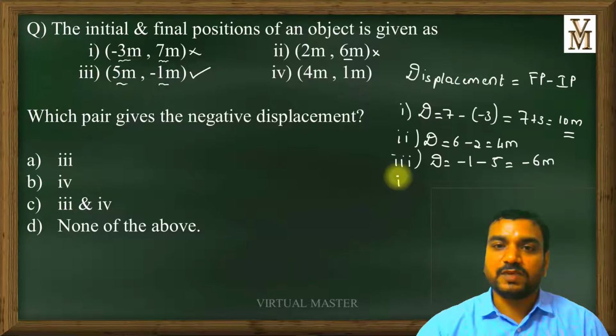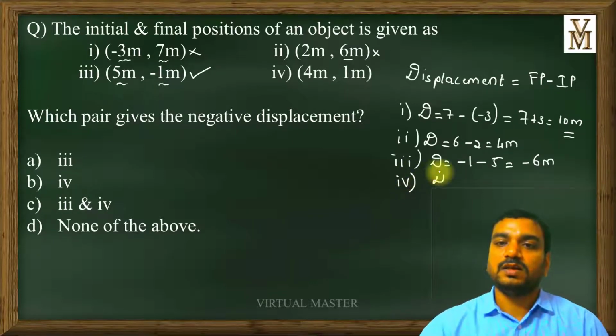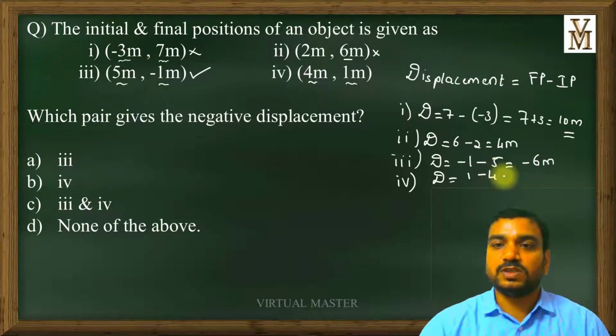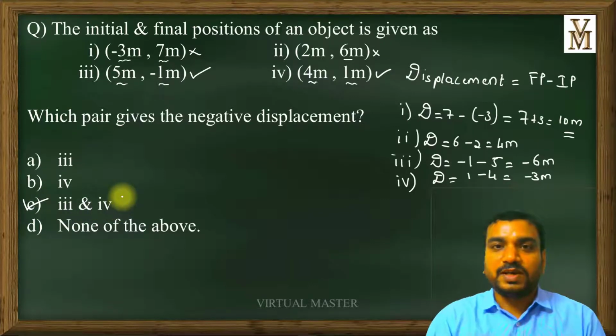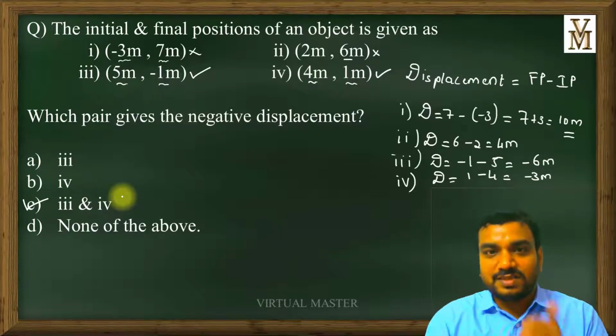Okay, similarly let us find the displacement for fourth pair. Here 4 is the initial position and 1 is a final position. So 1 minus 4 is equals to how much? It is minus 3 meter. So fourth pair gives the negative displacement. So among these 4 options, third option and fourth option gives the negative displacement. So the correct answer is option C, third and fourth. I hope everyone have understood the solution for this question. Okay, let us solve the next question.